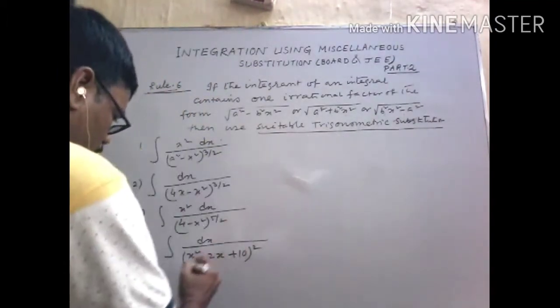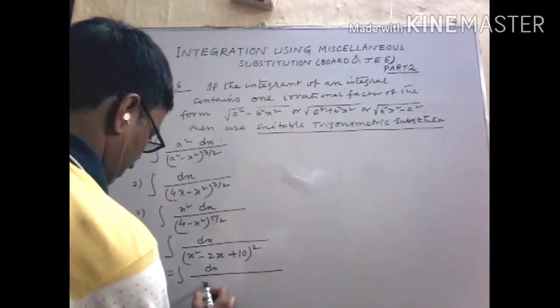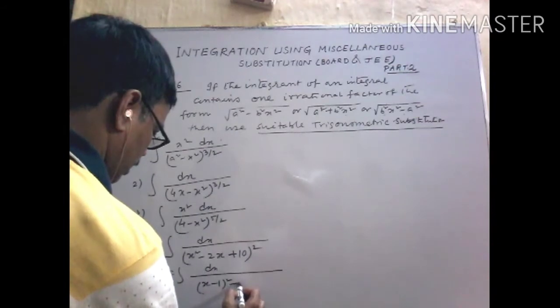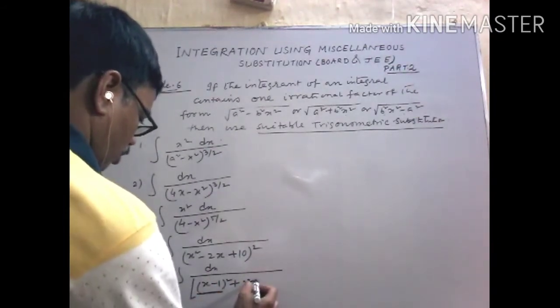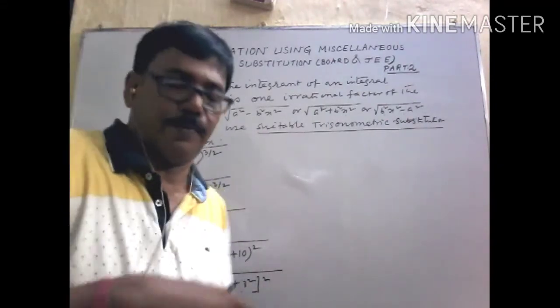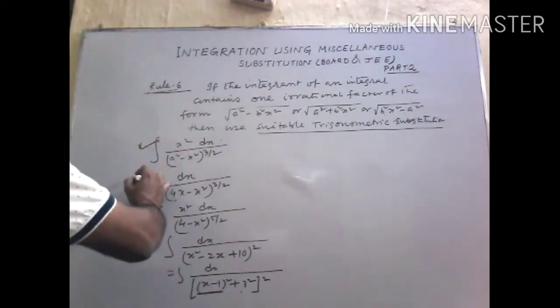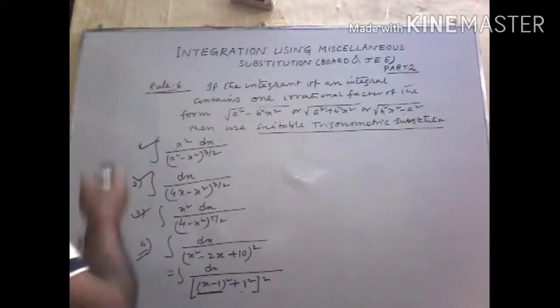This is not of the above form, but you can use a trigonometric transformation. Look, this is x minus 1 whole square plus 3 square. So x minus 1 whole square, x minus 1 equals to 3 tan theta. So we consider 1, 2 and 3.